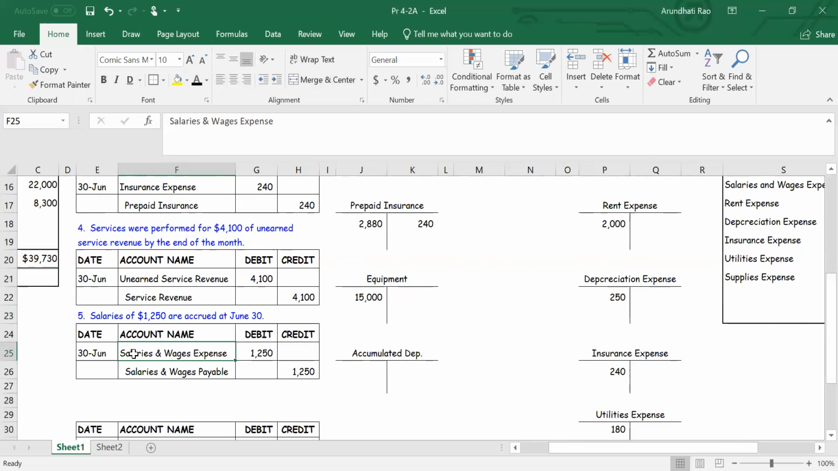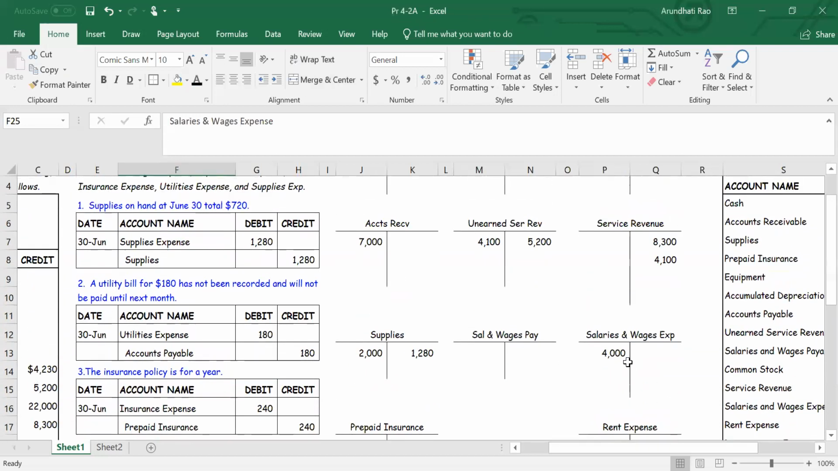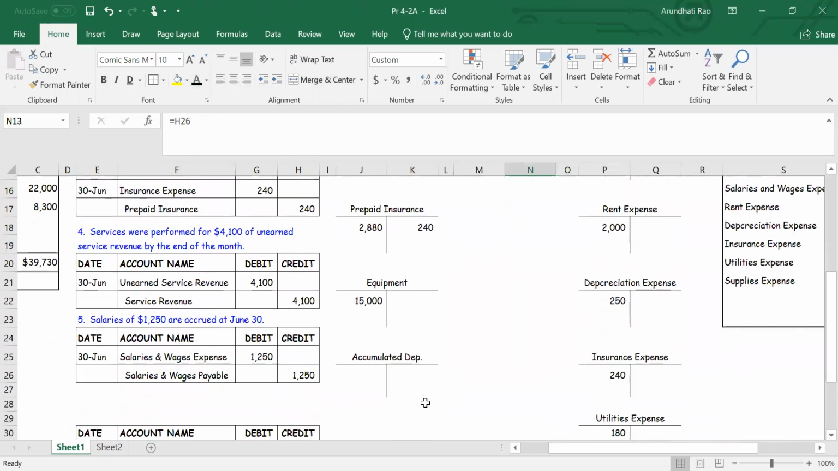For the purposes of our assignment here, we're going to use the words salaries and wages expense and salaries and wages payable because we were specifically asked to do so. Now, salaries and wages expense debit. On the debit side, I'm going to post that amount. Salaries and wages payable. The word payable indicates it's a liability. On the credit side, I'm going to post that amount of $12.50.